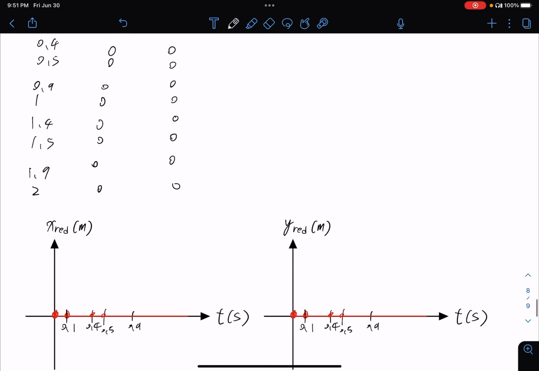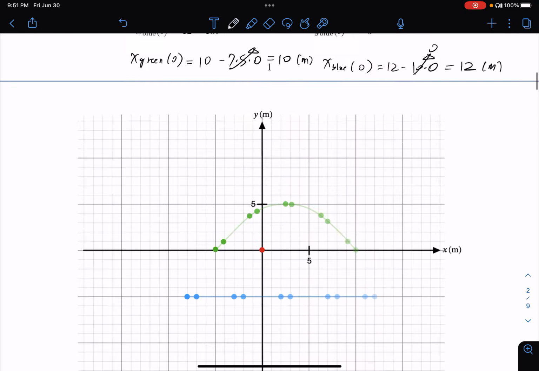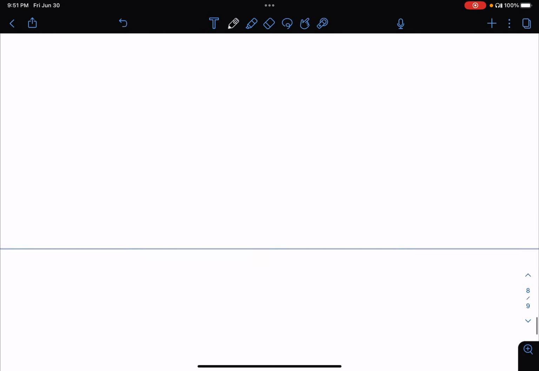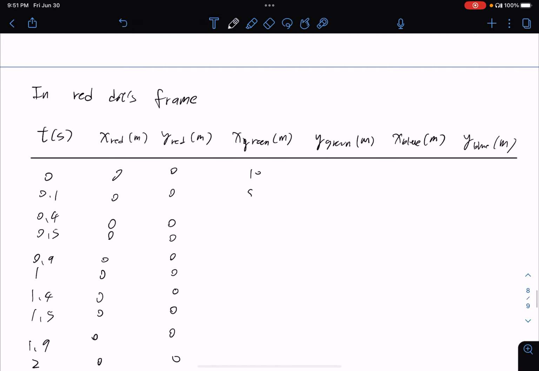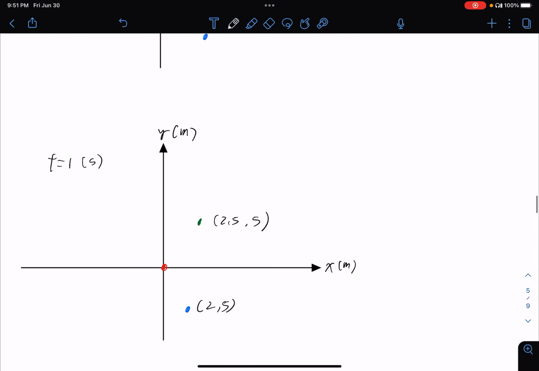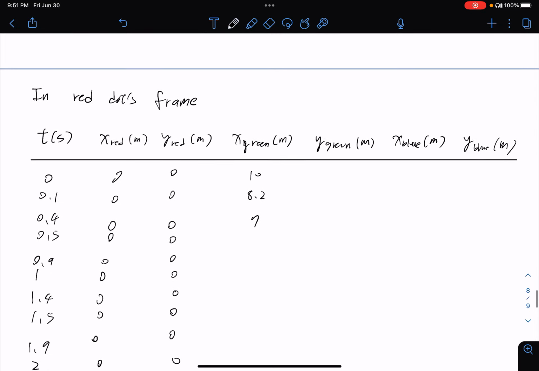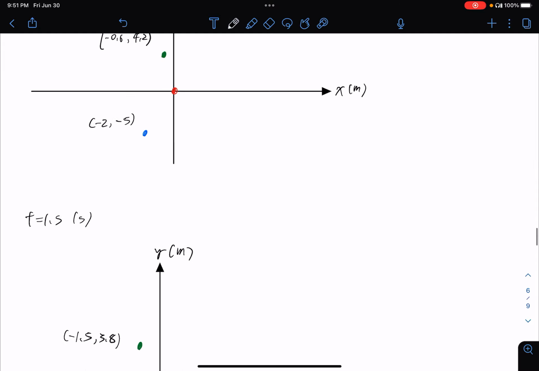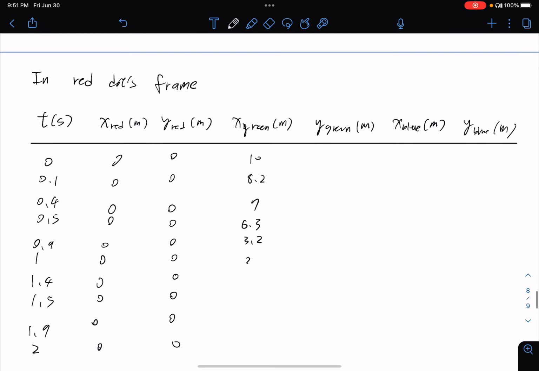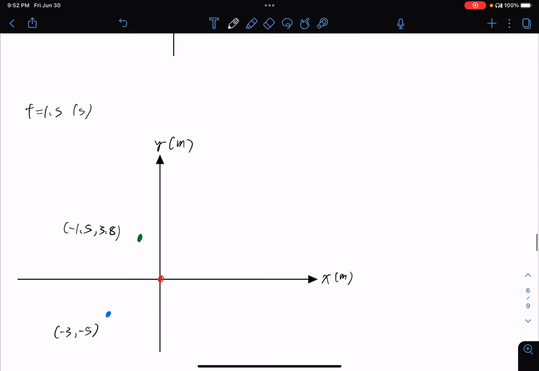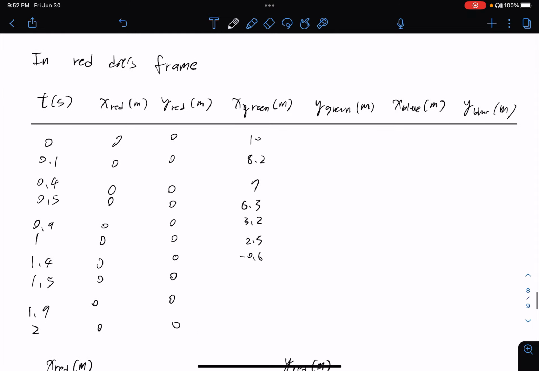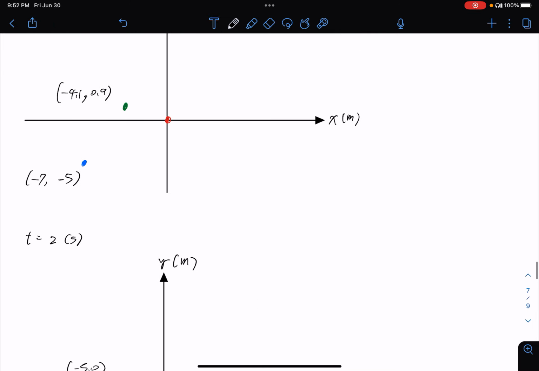For the green dot, we have all the data. It is 10, 8.2, 7. Let's write it down first. Alright, keep going. 6.3, 3.2. Alright, keep going. 2.5, 0.6, then 2.5 minus 0.6, and we have 1.5. This is minus 1.5, and then for 1.5.